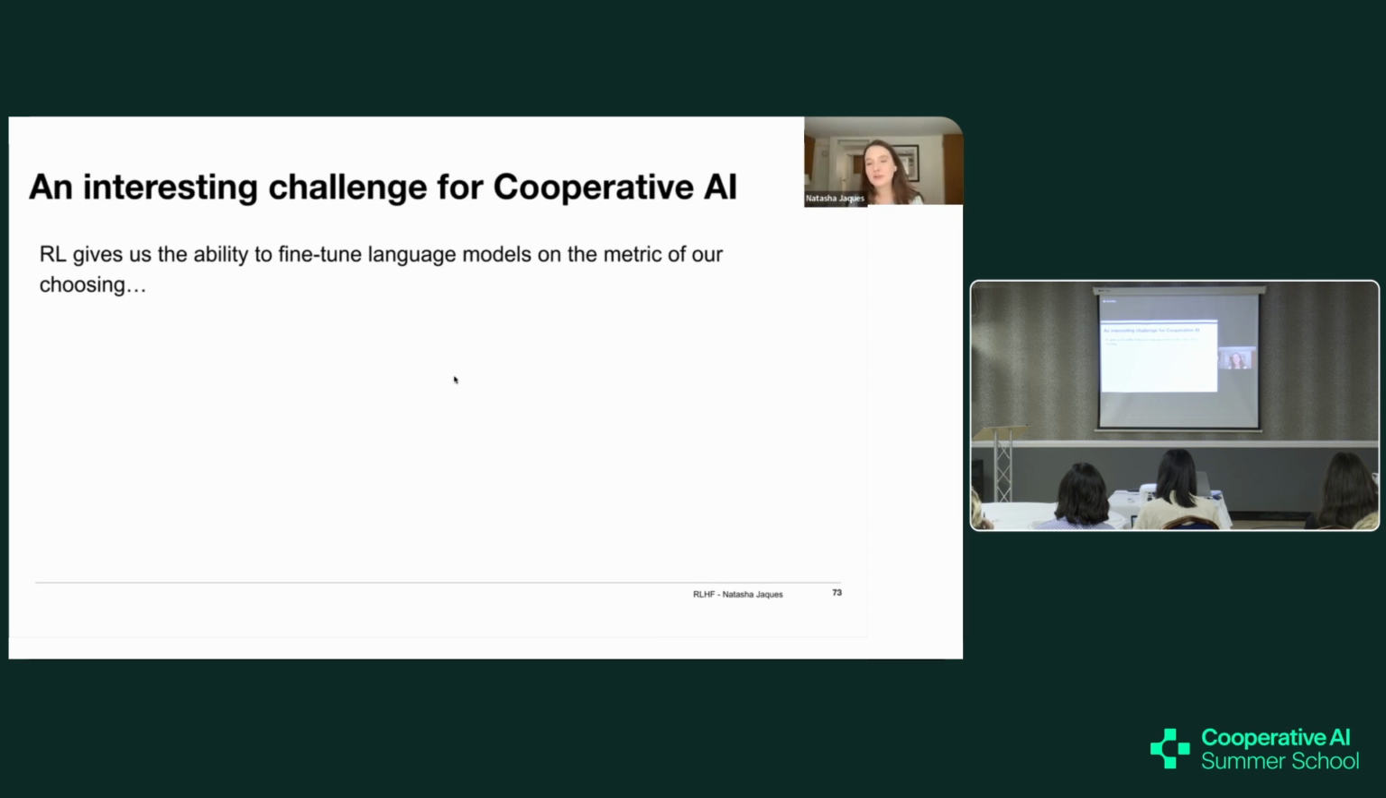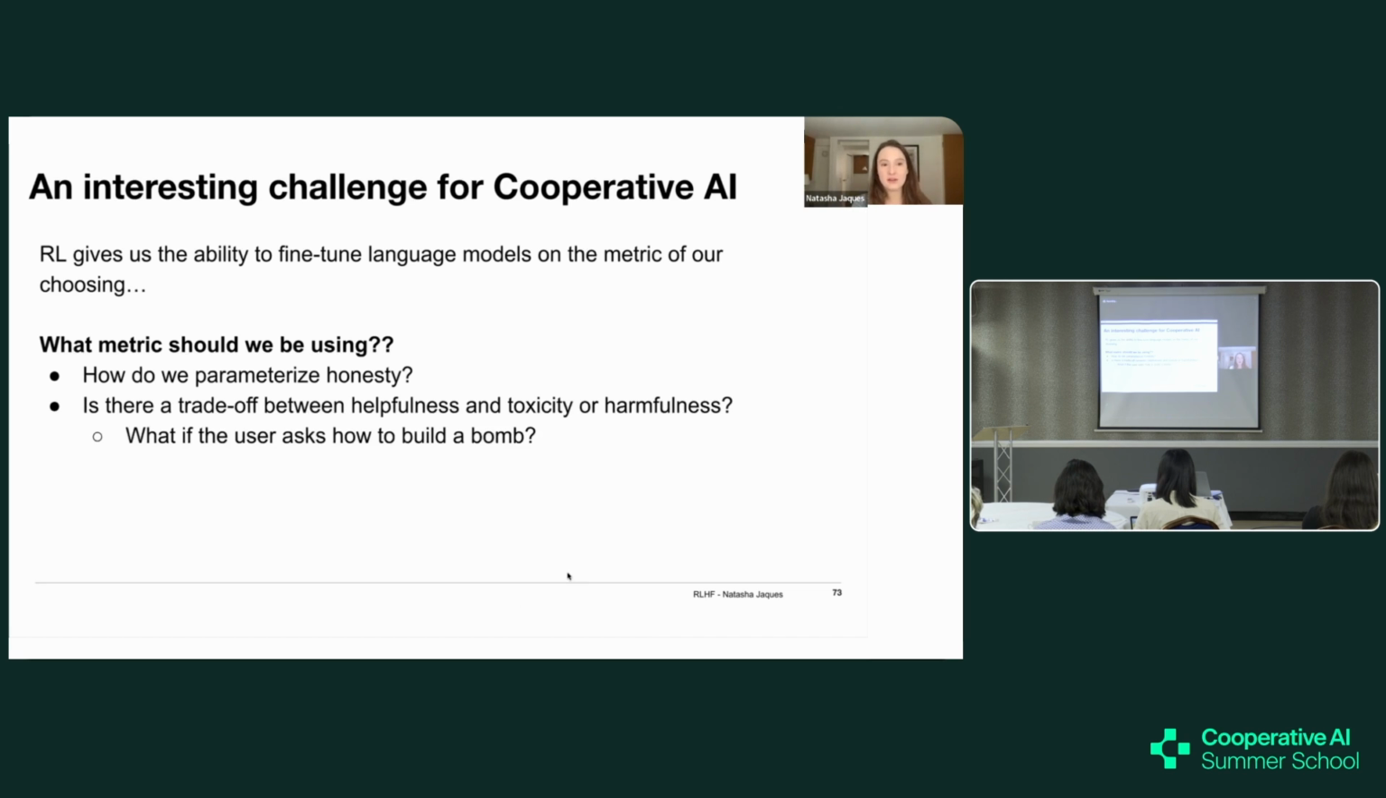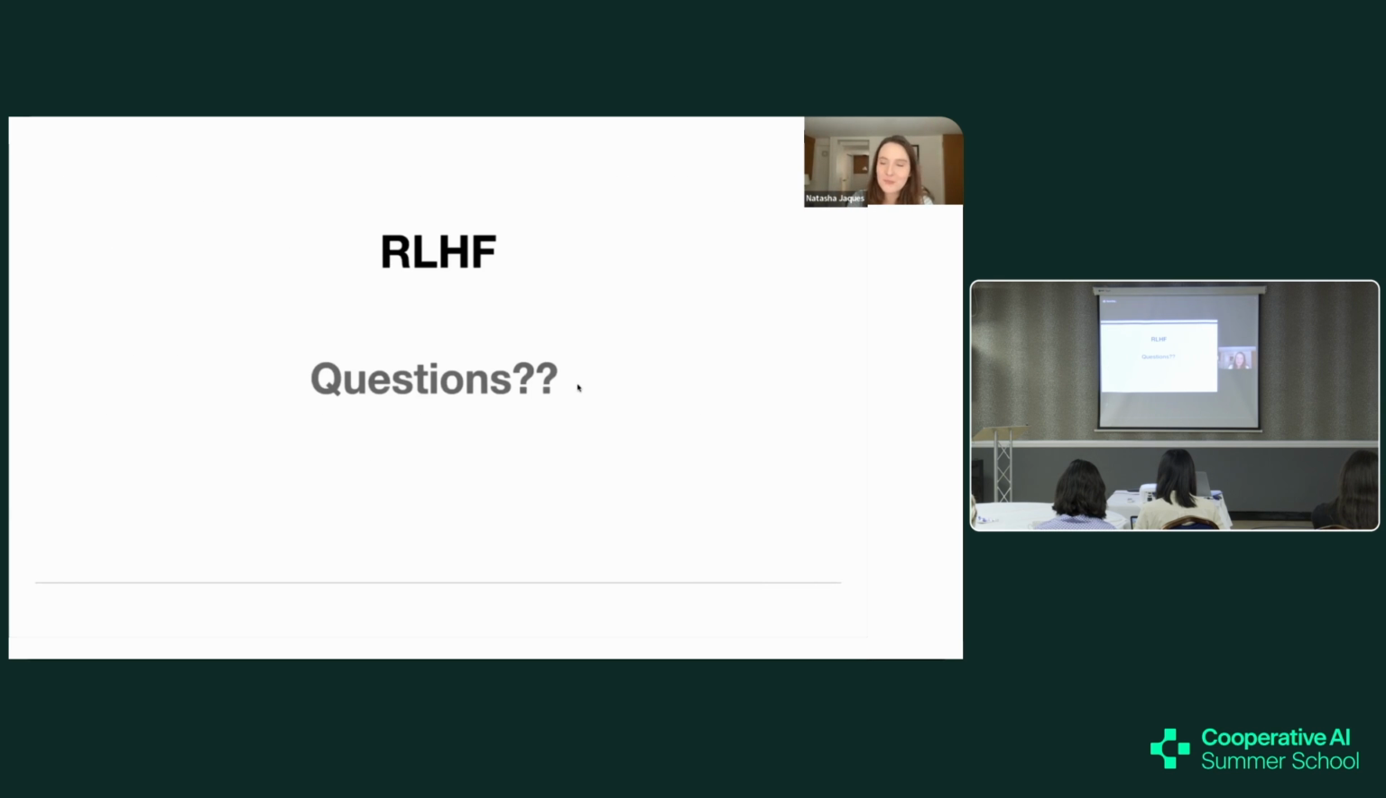So I hope what you've seen throughout this presentation is that RL is a powerful way to fine-tune language models on metrics that we choose. We can make them minimize toxicity. We can make them polite if we want to. But what should we actually be optimizing? What metrics do we want these language models to maximize? How do we parameterize being honest? How do we trade off helpfulness and toxicity or harmfulness? This is the user asked to build a bomb example. And finally, whose preferences should we be aligning to? Who's the arbiter of what are the right values, right? Very interesting question. So I'll end on that.